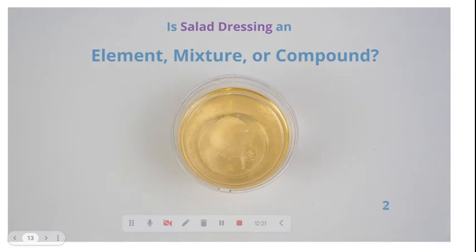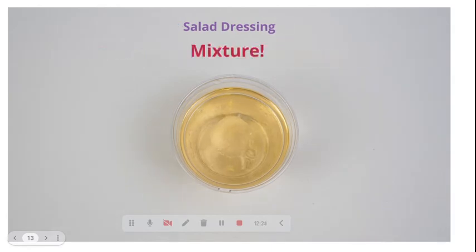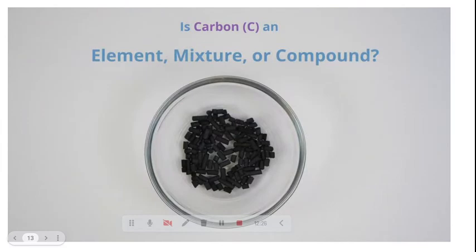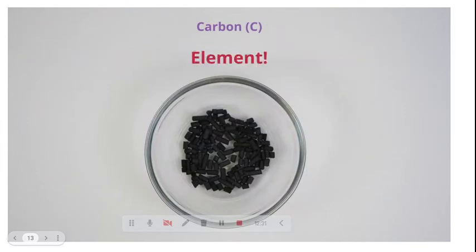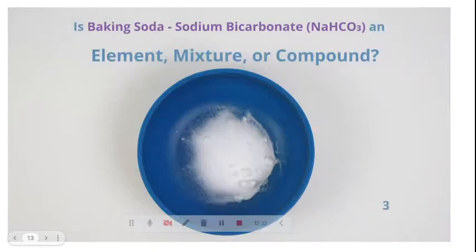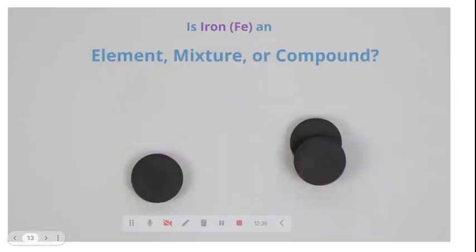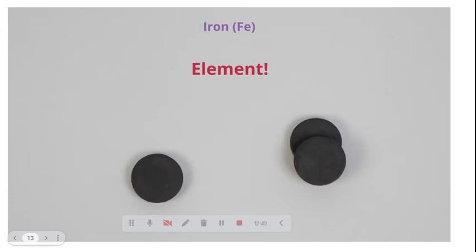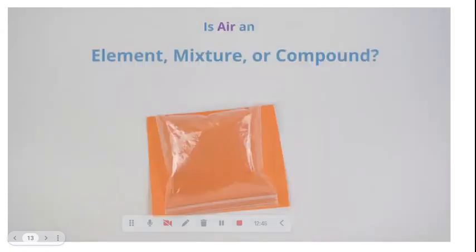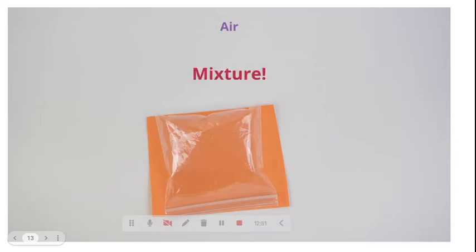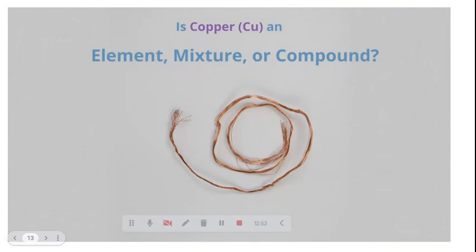Is salad dressing an element, mixture, or compound? Mixture. Carbon. Is that an element, mixture, or compound? Element. Baking soda, sodium bicarbonate. Element, mixture, compound. Compound. You can't separate that part back out easily. Iron, Fe, element, mixture, compound. That is an element. Is air an element, mixture, or compound? Air is a mixture.